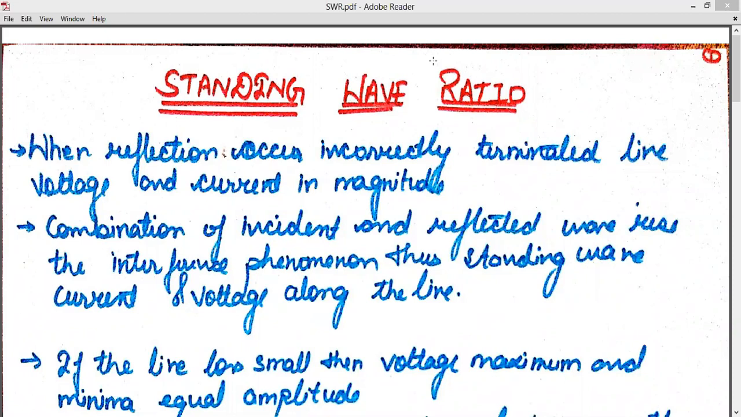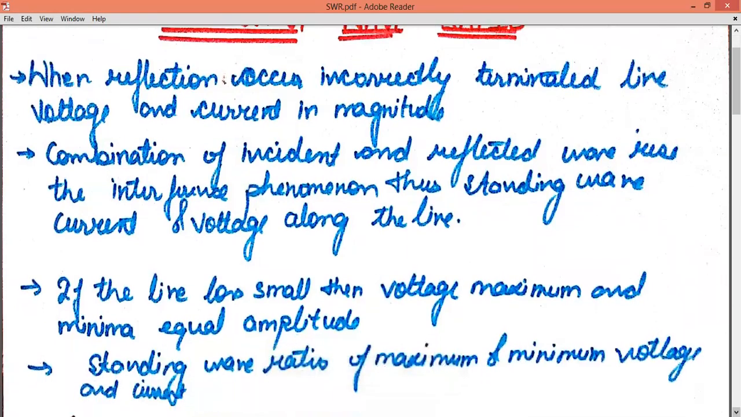topic. So we can define the standing wave ratio as the combination of incident and reflected wave that gives rise to the interference phenomenon, the standing wave of current and voltage along the line. So this is the definition part. Let us understand what this definition wants to make us understand.